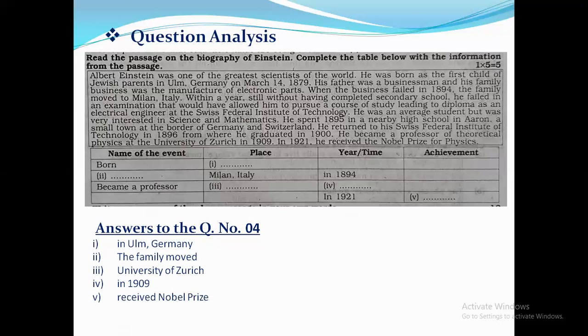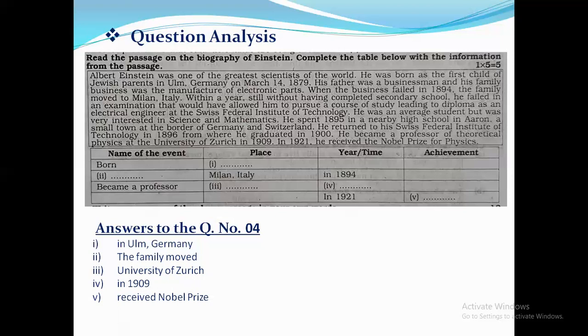Next one, number 5, it is under the achievement. In 1921, what was his achievement? It is obviously Nobel Prize. And we have written here, received Nobel Prize. See, I told you, you have to write the answer in a phrase. You should not write only Nobel Prize. You should write the whole thing which will match the answer with the remaining part of this line. That's why I have written here, received Nobel Prize.